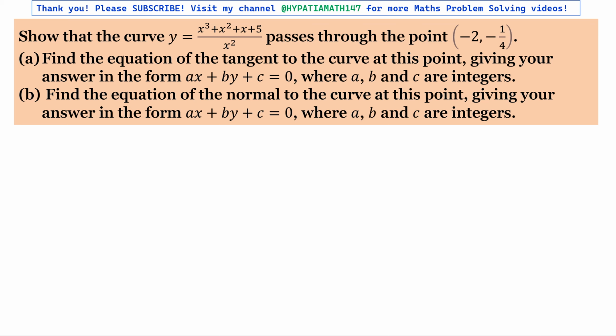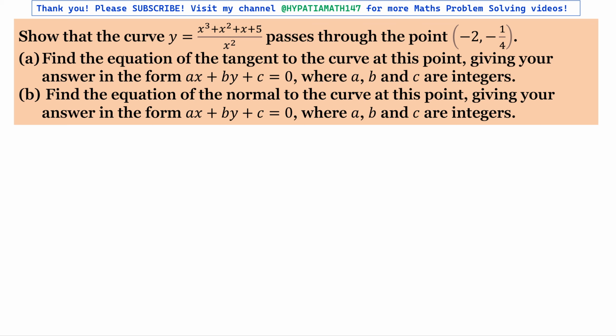Show that the curve y equals (x cubed plus x squared plus x plus 5) over x squared passes through the point (-2, -1/4), and find the equation of the tangent to the curve and the equation of the normal to the curve. So we know if we take any curve, this is a tangent and that's the normal. The normal is perpendicular to the tangent. So just to be certain.